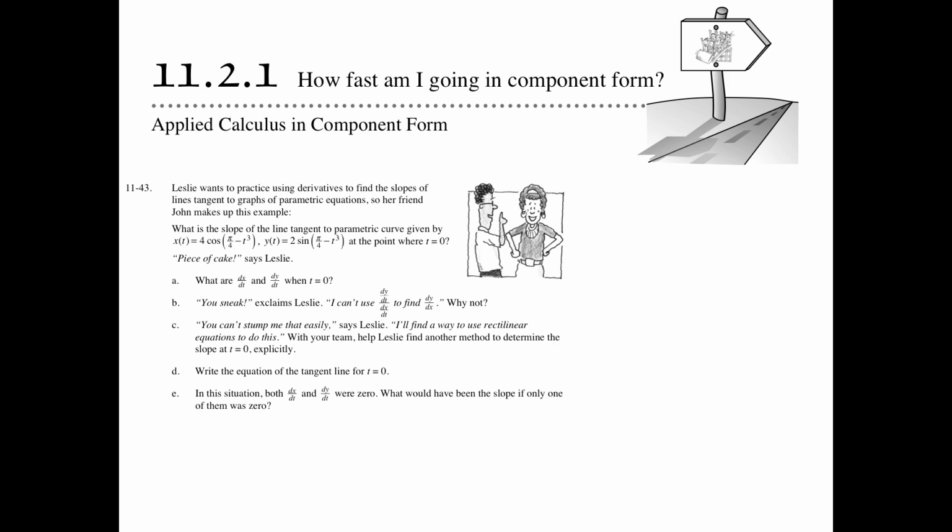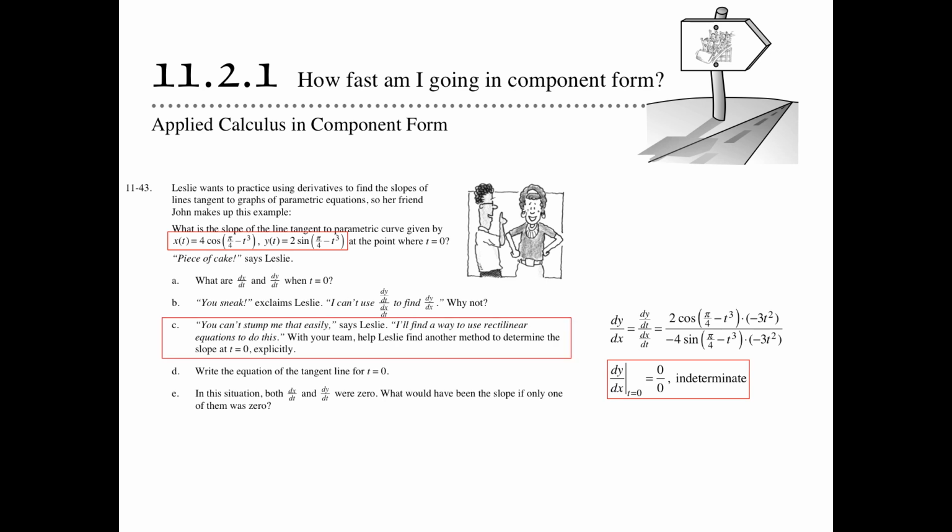Next, now that your students understand how dy over dx, or the slope of tangent lines, can be found by simplifying the ratio of dy over dt over dx over dt, the next problem, problem 11-43, introduces a situation in which that method will not work. Namely, when dy over dt over dx over dt yields a 0 over 0 or indeterminate solution. In this case, the parametric equation will need to be converted into a rectilinear form.